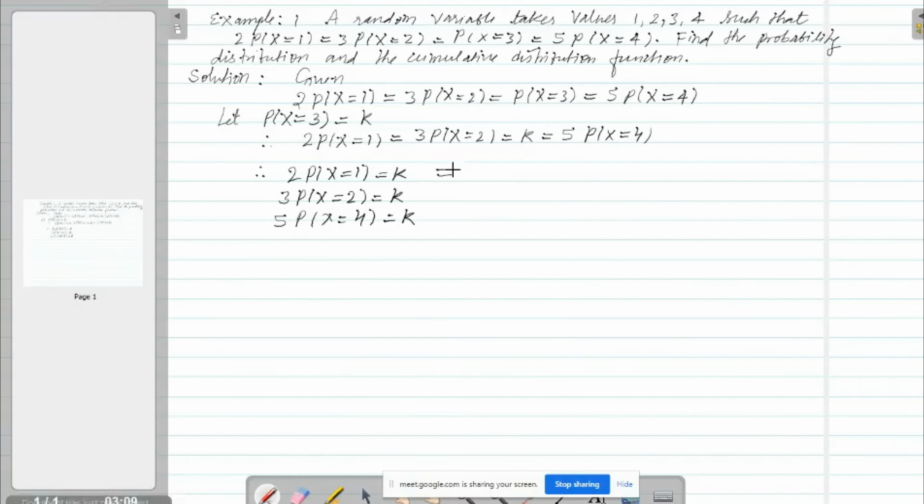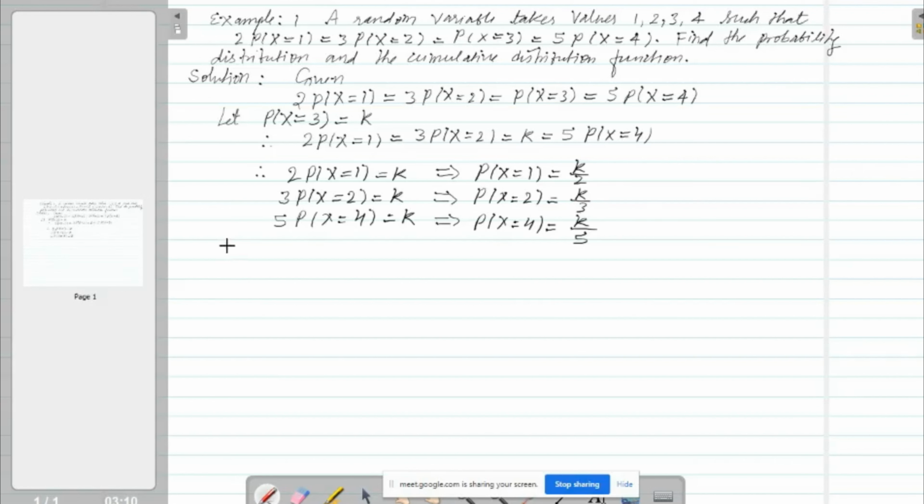So from here you get probability of x equal to 1 is k by 2, probability of x equal to 2 is k by 3, and probability of x equal to 4 is k by 5. Okay, now all these things we have obtained here.